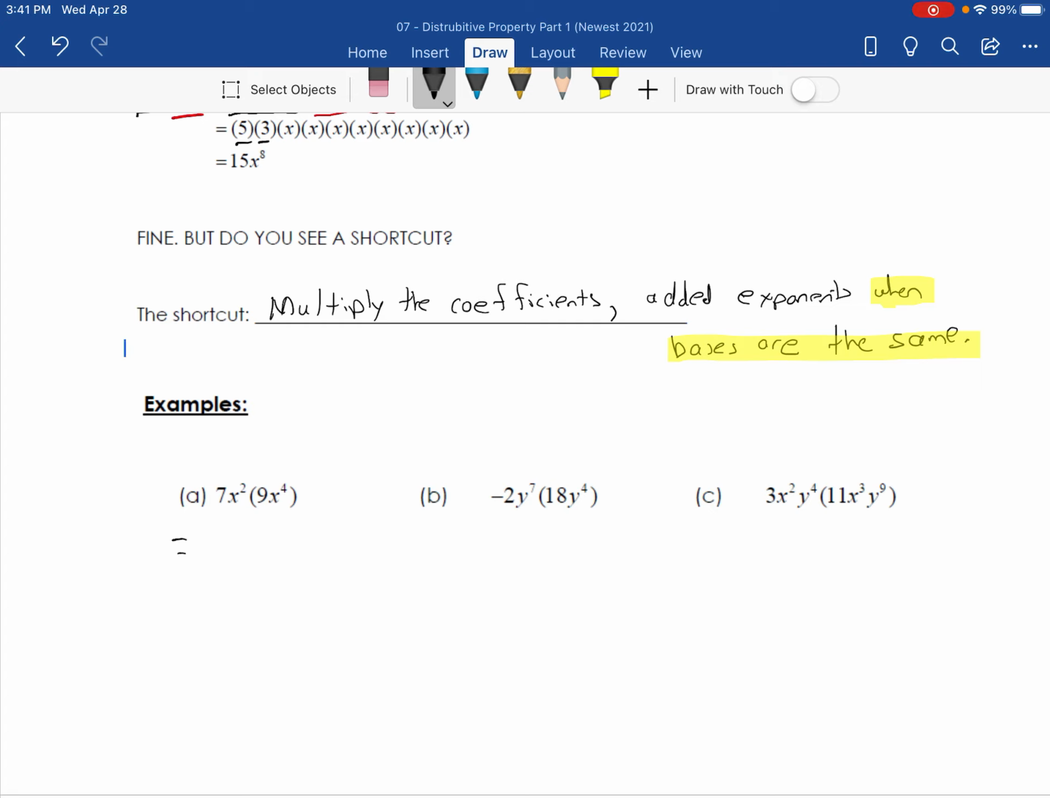Old practice it's supposed to be, but it's sort of a weird, difficult thing, so we want to make sure we have it down pat here. Okay, so 7x squared times 9x to the power of 4. Multiply the coefficients. I get 63, and add the exponents of same bases. So x squared and x to the 4th, I can add those exponents.